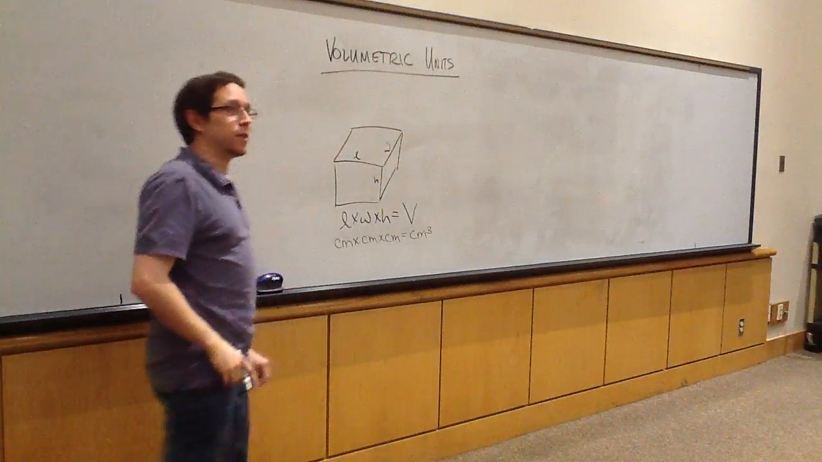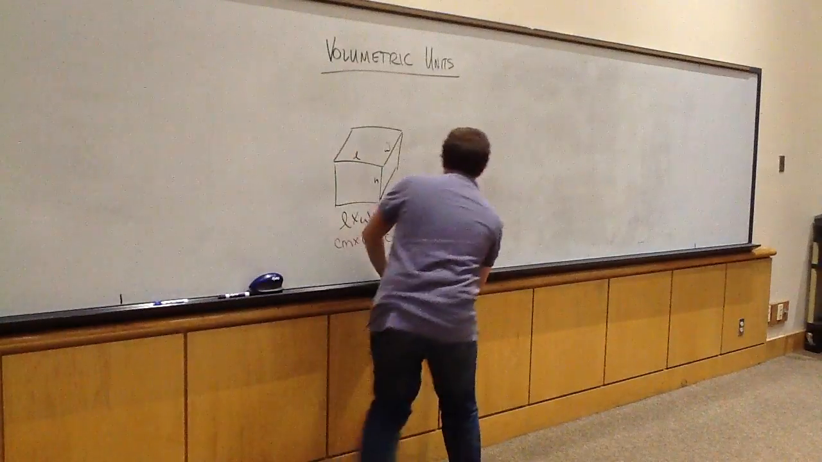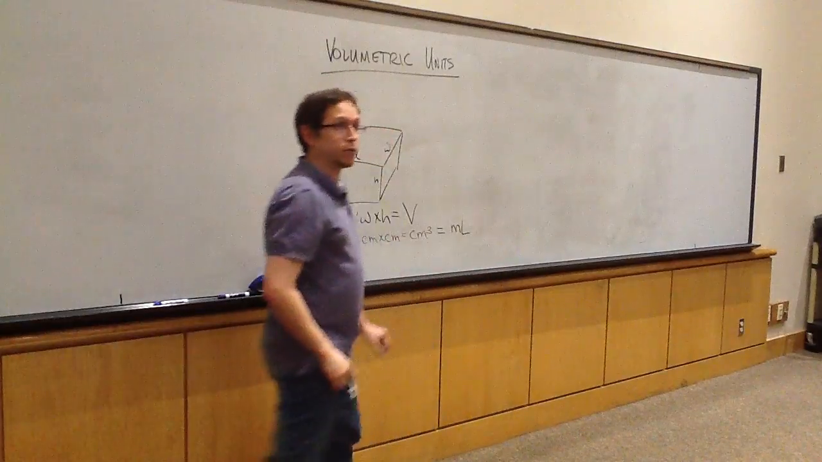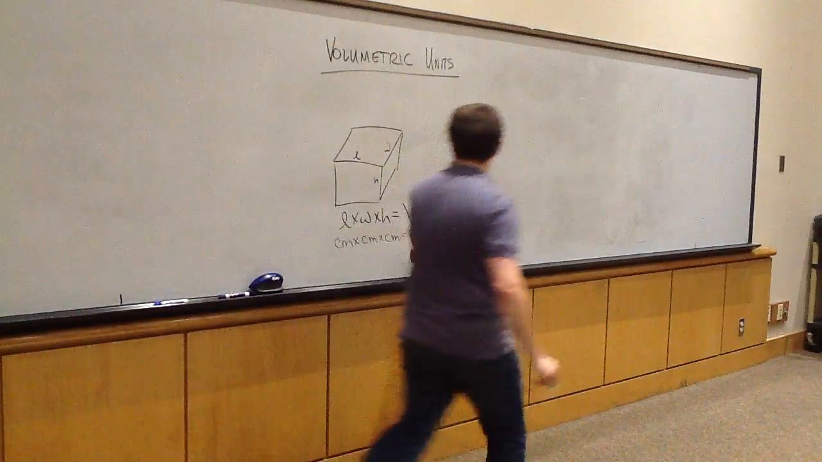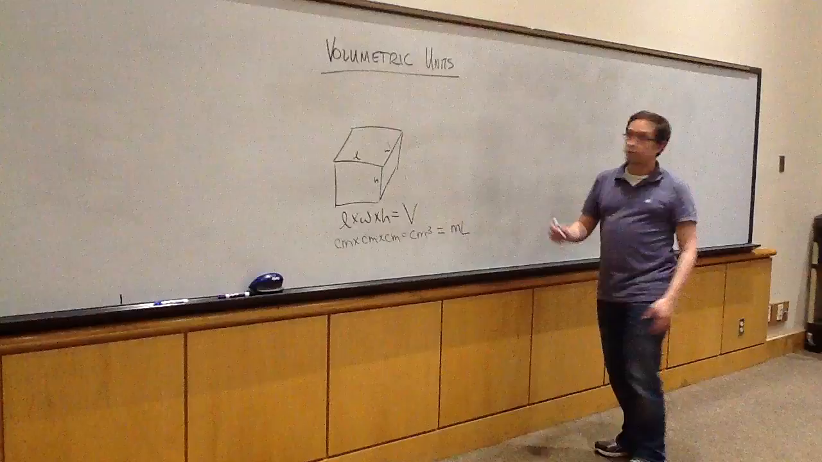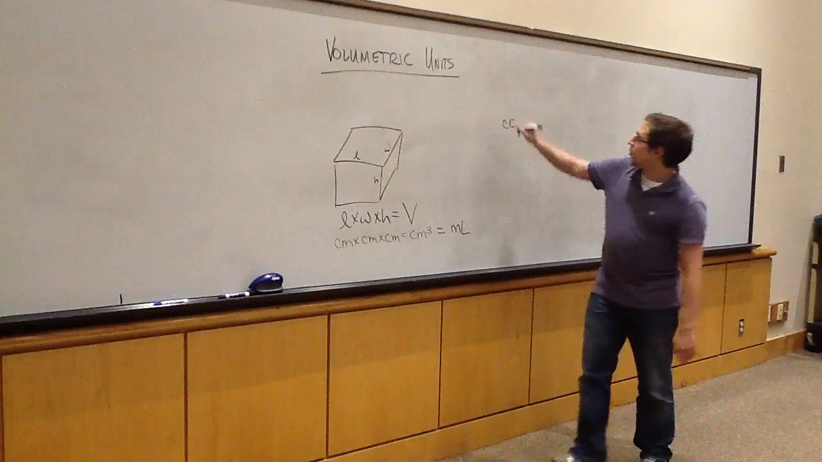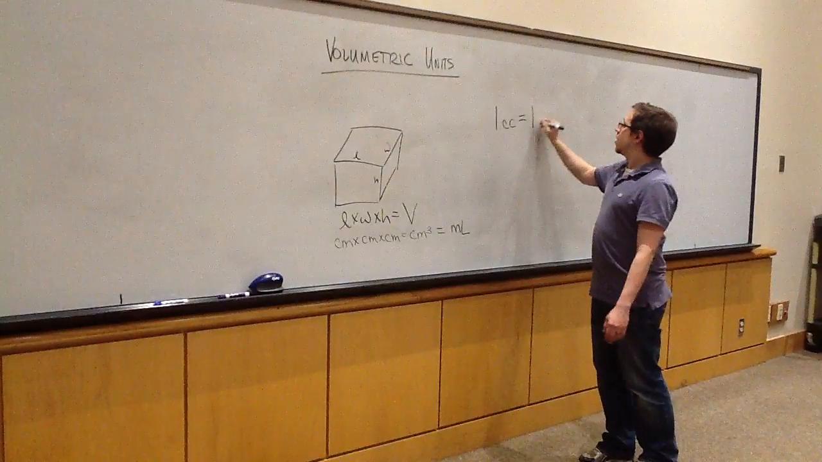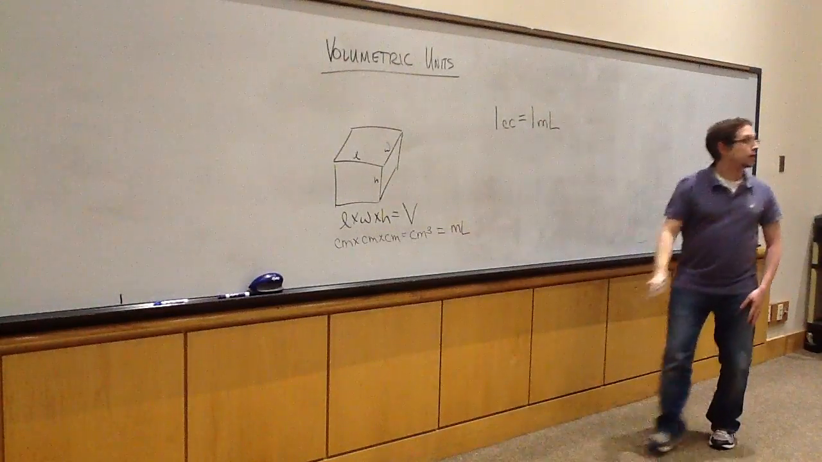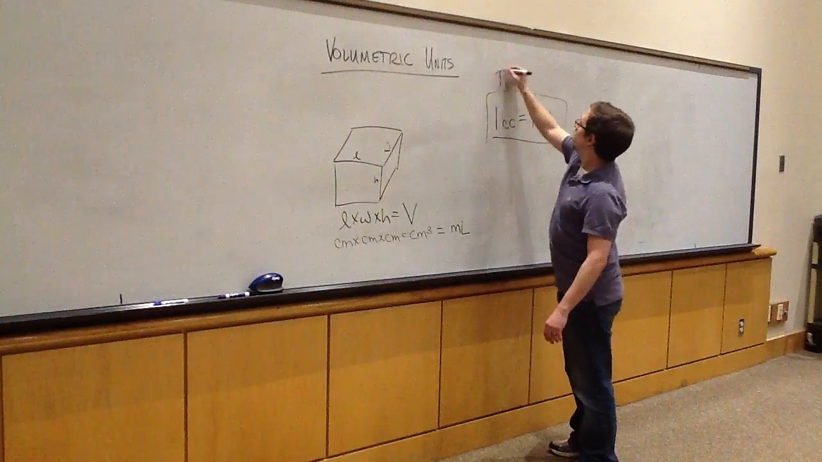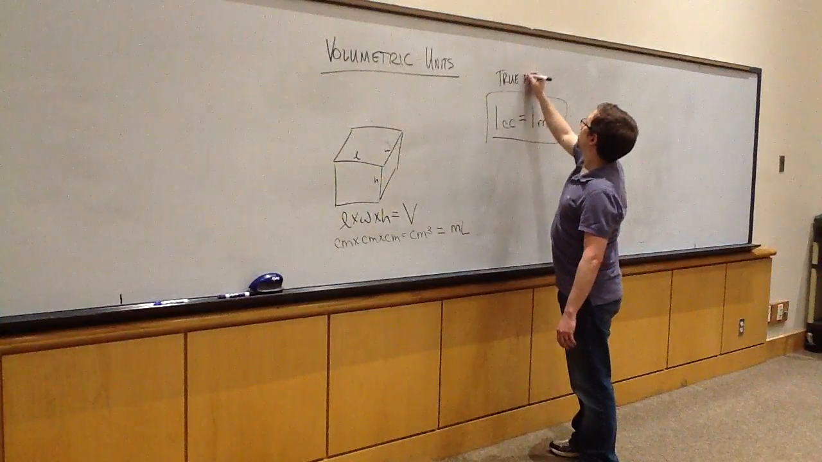We get cubic centimeters, which are actually equal to milliliters. Okay, because cubic centimeters, or centimeters cubed, are commonly written as cc's. And for every 1 cc I have, I also have 1 milliliter. And this is going to be true for all liquids.